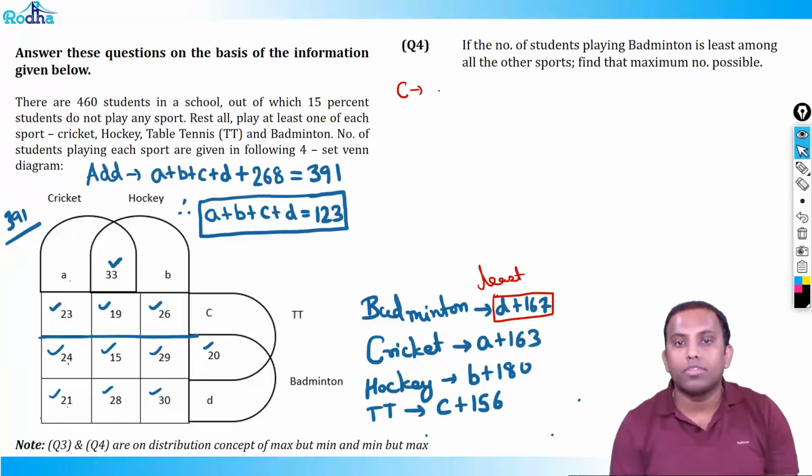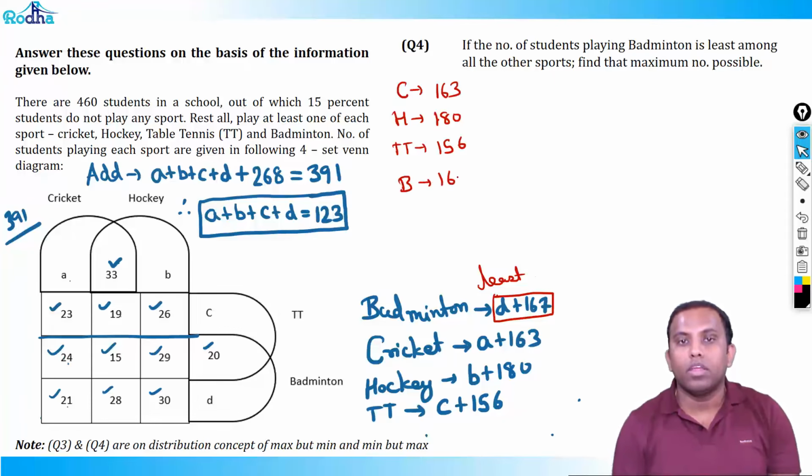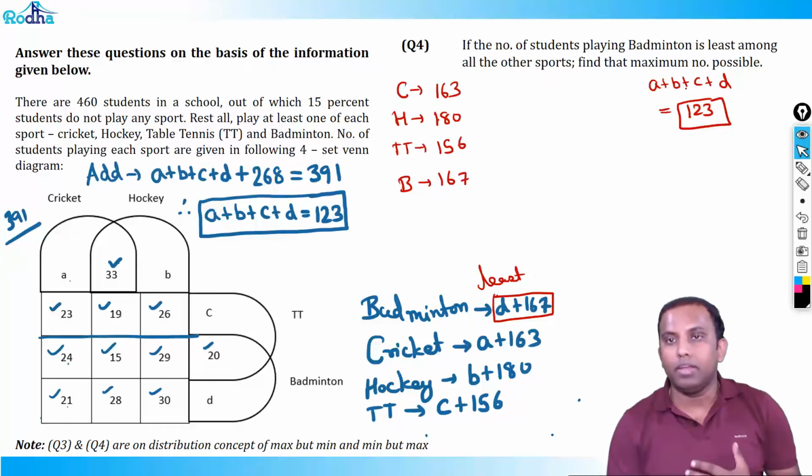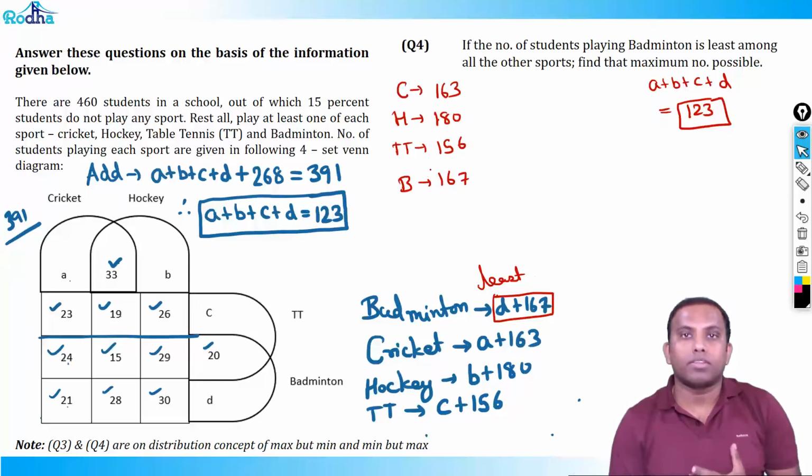Suppose cricket is 163. Suppose hockey is 180. Suppose table tennis is 156. And suppose badminton is 167. Take this A plus B plus C plus D out of the equation, and I have A plus B plus C plus D equal to 123. So I have 123 chocolates in my hand. C has got 163, H has got 180 chocolates, T has got 156 chocolates, and B has got 167 chocolates.